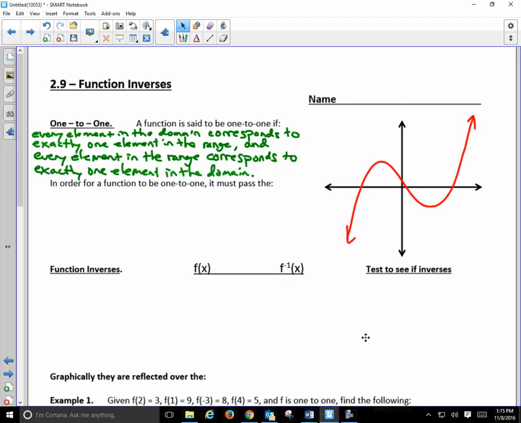Okay. So we haven't talked about the horizontal line test yet. It says that if you have an output of 0, so I have a range value of 0, how many domain values correspond? We're supposed to have 1, but we have 3, so therefore it fails to be one-to-one. So in order for a function to be one-to-one, I must pass the horizontal line test.